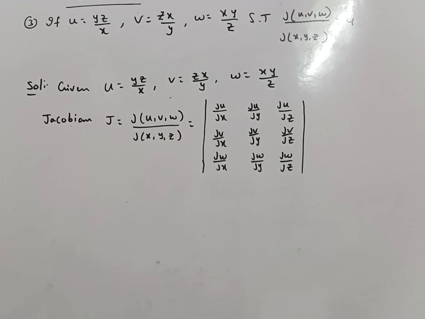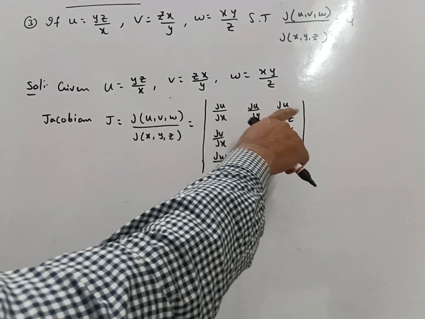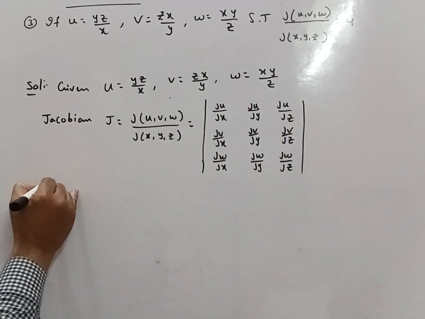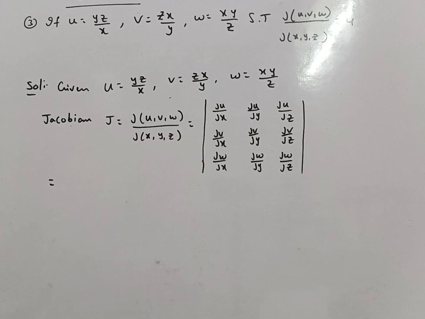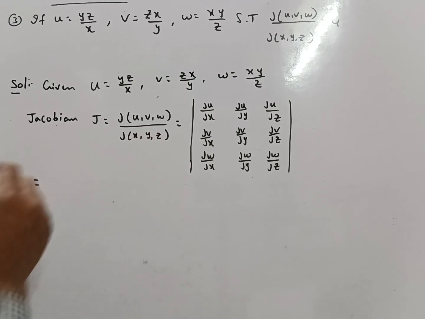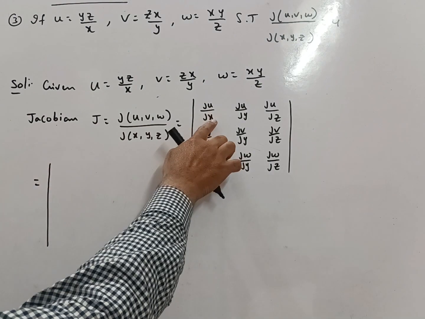Mod determinant of ∂u/∂x, ∂u/∂y, ∂u/∂z, ∂v/∂x. This is a formula, right? Now substitute here. So this is equal to what I get here, mod determinant ∂u/∂x.